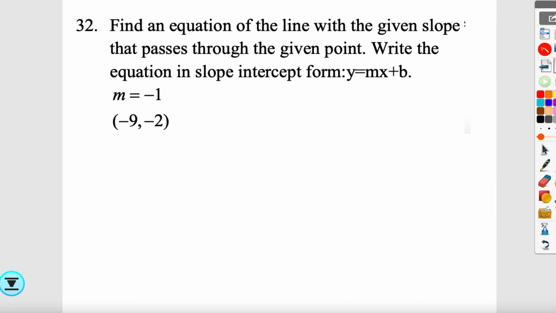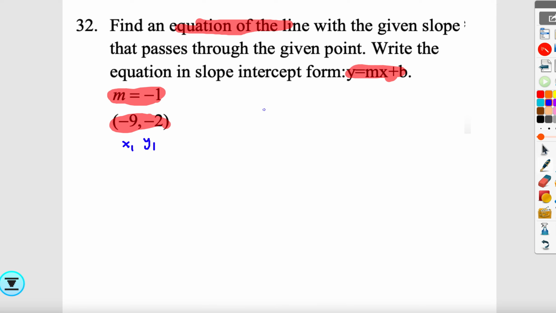Number 32. Find an equation of the line with the given slope that passes through the given point. Ooh, this is a juicy one. So we want to find the equation of a line with the given slope that passes through the point. They want us to write it in this form here, and they're giving us the m and the point. So this is a point x1, y1.